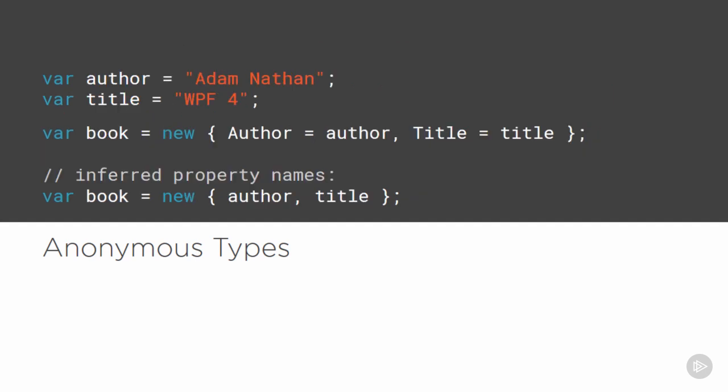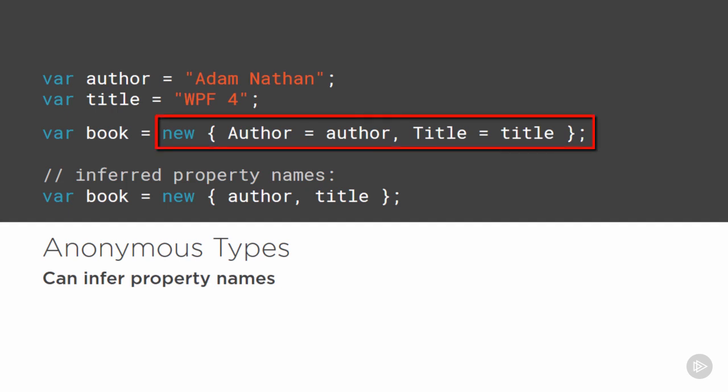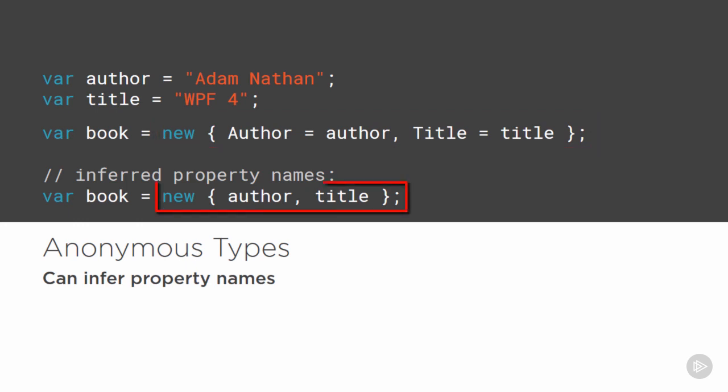And there's another nice compiler feature where the names of your anonymous type members can sometimes be inferred automatically, which makes for a really nice compact syntax. So instead of having to say author equals author and title equals title, we can just let the C# compiler give us properties with the same names as the variables they're being set to. Of course, in this example, it does mean that we have lowercase property names now, which is slightly unconventional in C#.